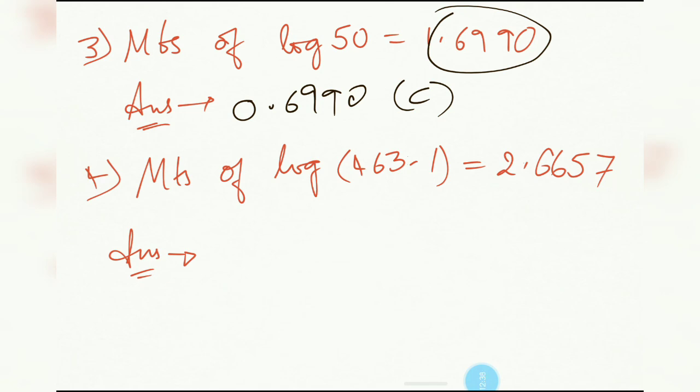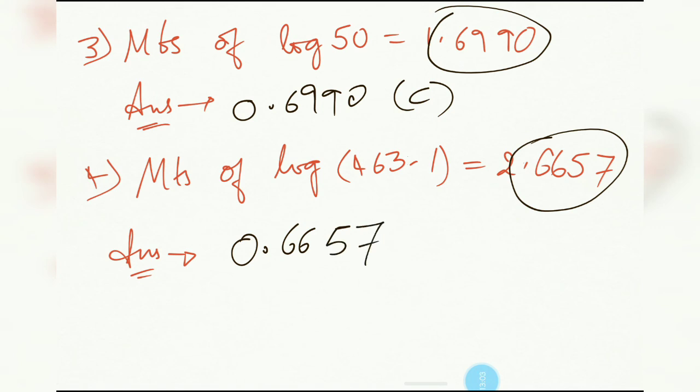Next, fourth question. If log 463.1 is equal to 2.6657, the mantissa of log 4.631 is? So what is the mantissa? Obviously this part, whatever is there to the right of the decimal point. So 0.6657 is the mantissa. So the option is A.